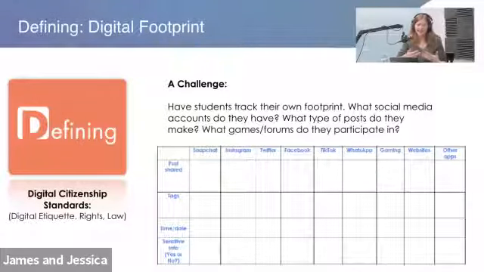So one of the activities I like them to do is to look at their different social media, because there's just so much out there. And you can see we have all sorts of different ones: Snapchat, Instagram, Twitter, all of it. And then we even say other apps, because let's face it, I feel like every time I turn around, there's something else that the students use. It's like they're trying to keep one step ahead of the adults, you know?